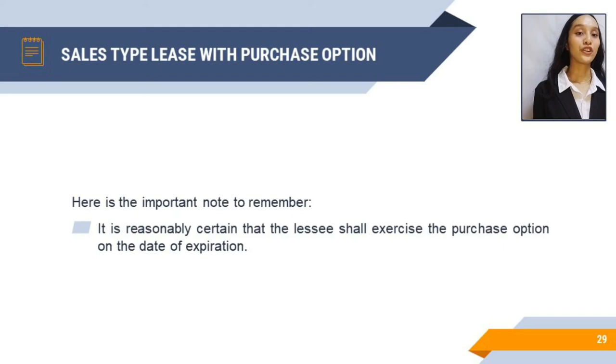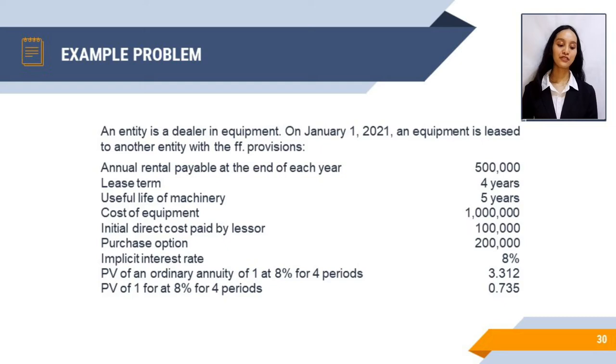Okay, we will use the example from our book starting from page 452. Example problem, page 452 to 454. An entity is a dealer. Pag may dealer, meaning nun, it is a sales type lease in equipment. On January 1, 2021, an equipment is leased to another entity with the following provision. So let's read the given.